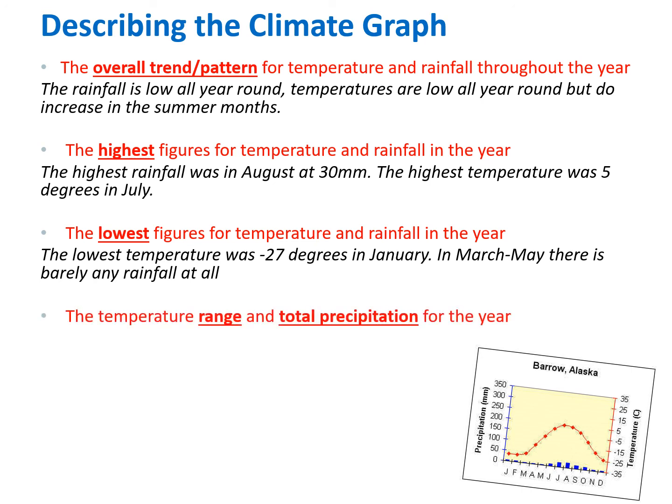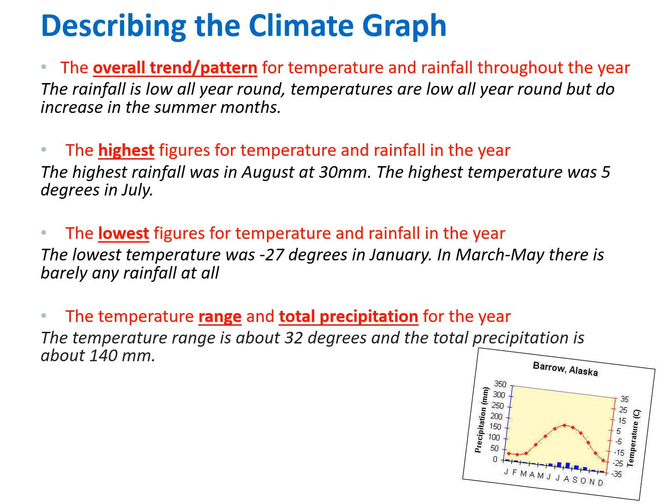And finally, you want to perhaps look at the temperature range, and you might also put in the total precipitation or the average temperature or something like that as well. In this wee example, I'm going to work out what the temperature range is, and what the total precipitation for the year is. The temperature range for Barrow, Alaska is 32 degrees, and the total precipitation is about 140 millimetres.